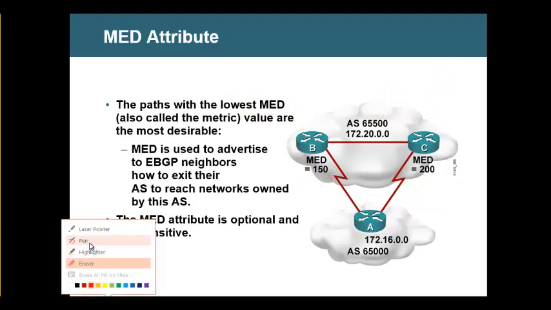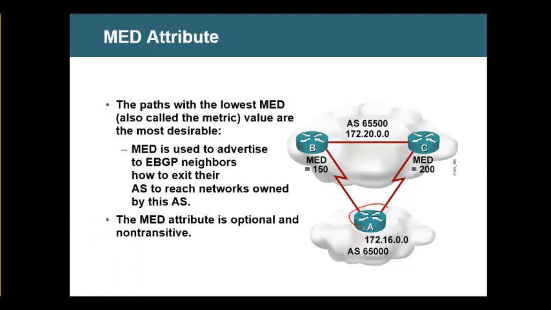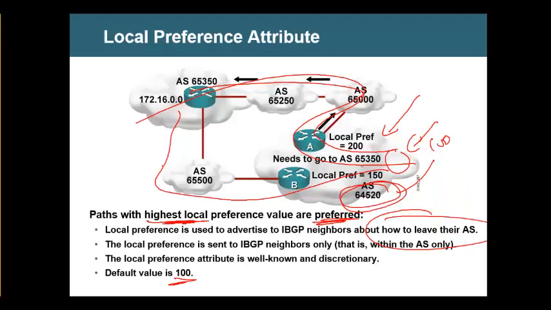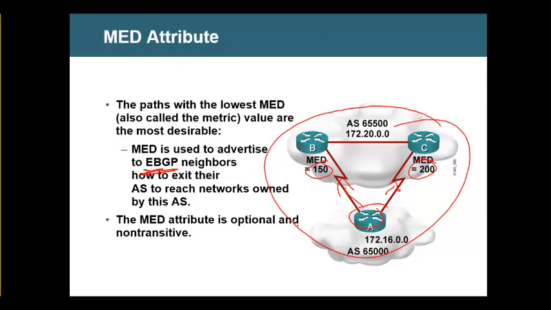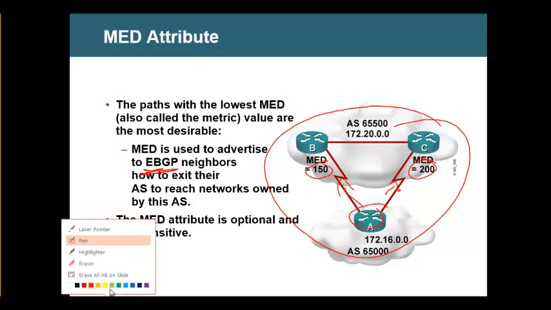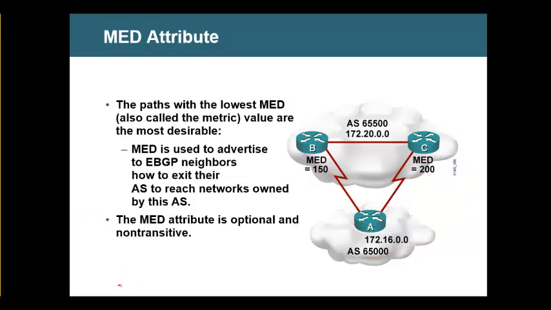Multi-exit discriminator. See, A has got multiple exits, and this is the discriminator which decides how A will exit. A receives update with two different numbers. It goes with the neighbor whose number is lower, and now it is only between eBGP, whereas local preference is between iBGP. Local preference is within the autonomous system. MED is between the autonomous systems.